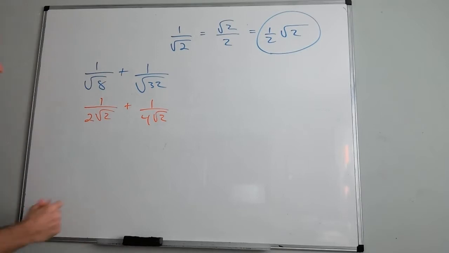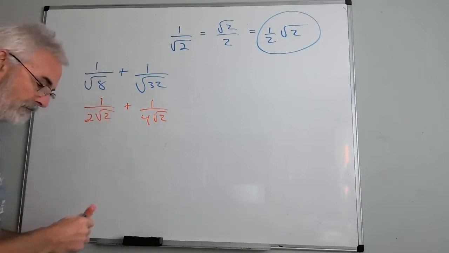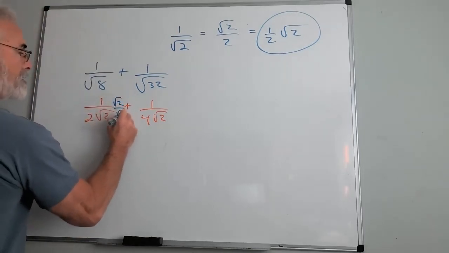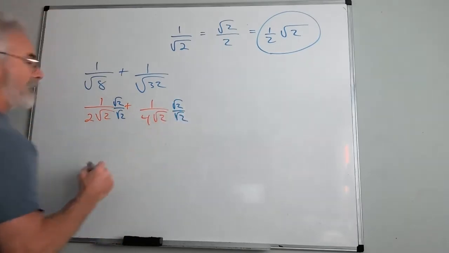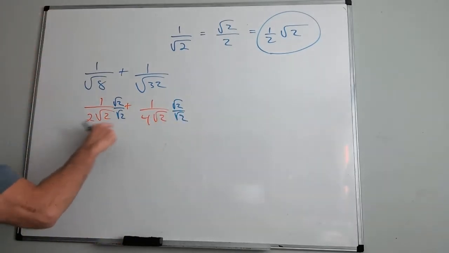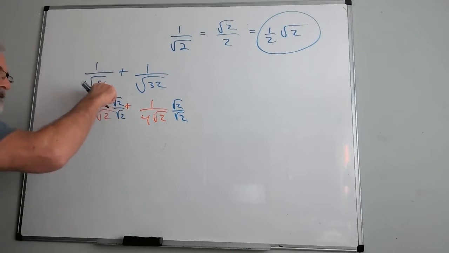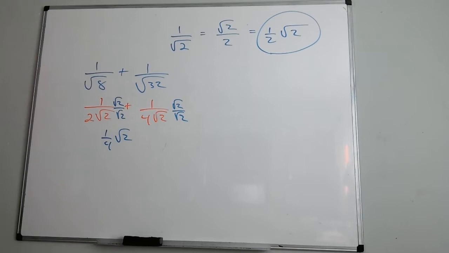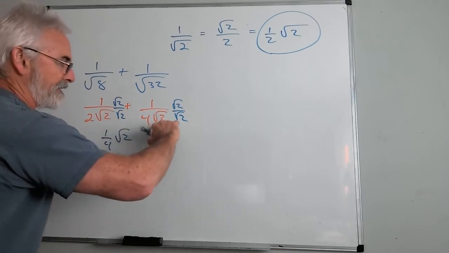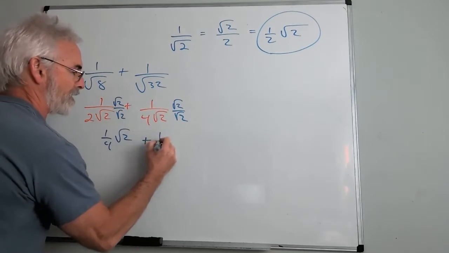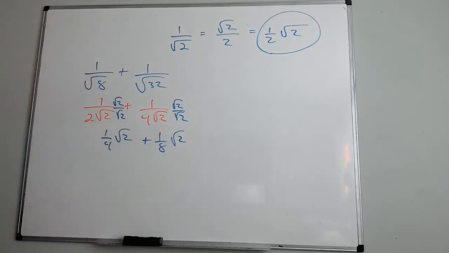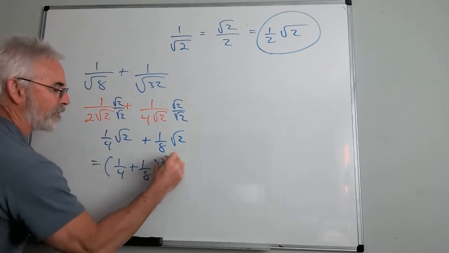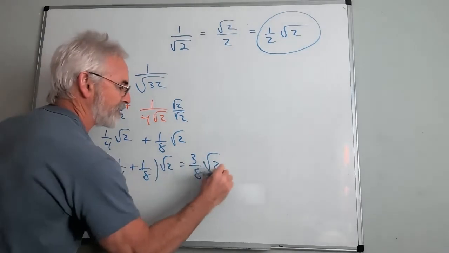Okay. So what can I do at this point? Well, at this point, I would multiply top and bottom by root 2. I think we all agree with that. Now on the left, my denominator is a 4. So should I write it as root 2 over 4? No, I'm going to write it as 1/4 root 2. Here my denominator is an 8. So I can write it as root 2 over 8, or I can write it as 1/8 root 2. So my answer is a 4th plus an 8th root 2, or 3/8 root 2.